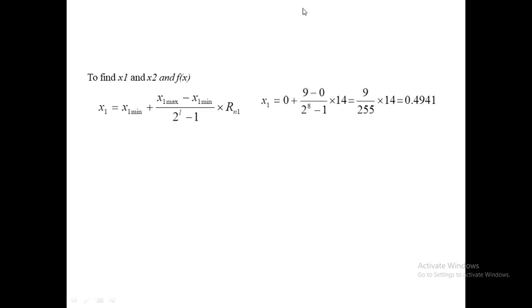After this step, we go on to find x1, x2 and f of x. Okay, here the x1 formula I already defined, what is x1, what is x2. X1 is equal to x1 minimum plus x1 max minus x1 minimum divided by 2 power l minus 1 into random number. Okay, here the first random number is 14. What are you aware of? The lower bound is 0, the maximum value is 9. So 0 plus 9 minus 0 divided by 2 power 8, the l value, because I consider 8 bits.